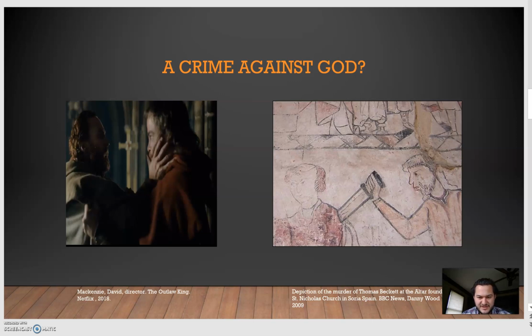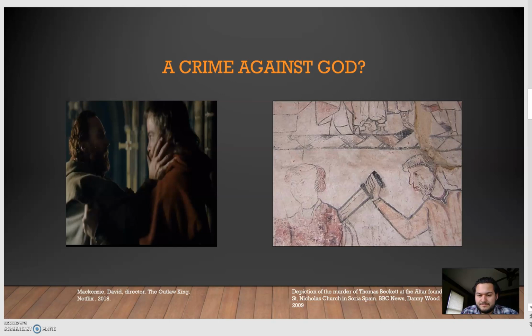Some of this proof we can see in the depiction on the right, which is from St. Nicholas Church in Soria, Spain. And what this depicts is the murder of Thomas Becket. Thomas Becket was very vocal against the English crown back in the day, according to Danny Wood from BBC News. Ultimately, King Henry then had him murdered on the altar, and we can see the depiction here.